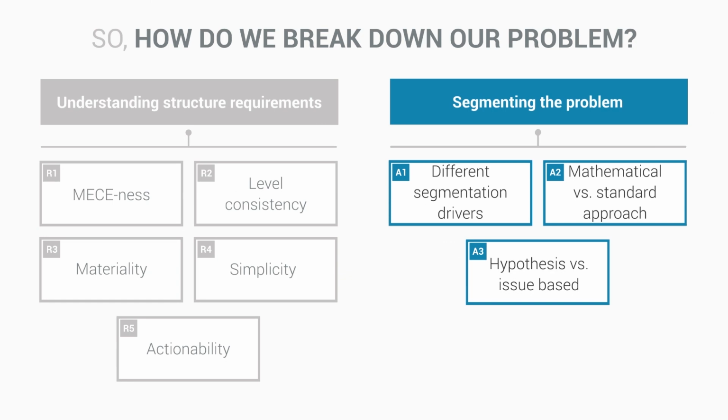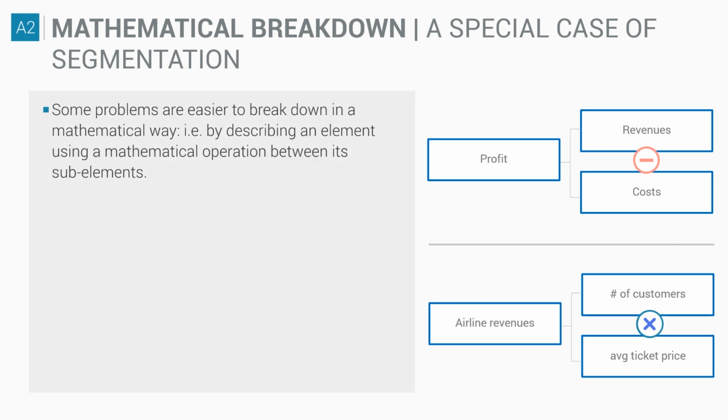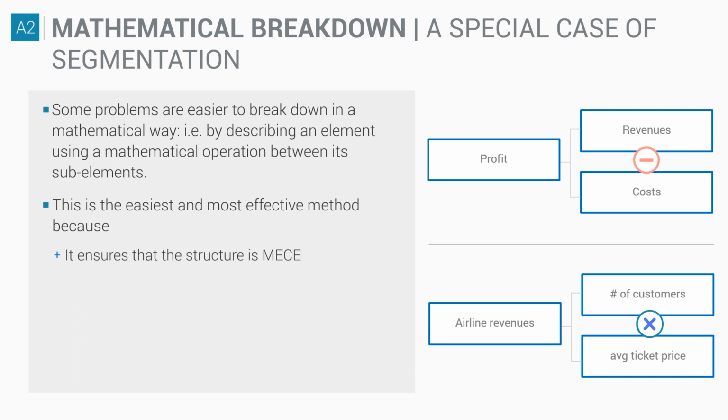Next, let's move on to comparing mathematical and standard approaches. Some problems are easier to break down in a mathematical way. A mathematical breakdown consists of describing an element using a mathematical operation between its sub-elements. This is the easiest and most effective method because it ensures that the structure is MECE.